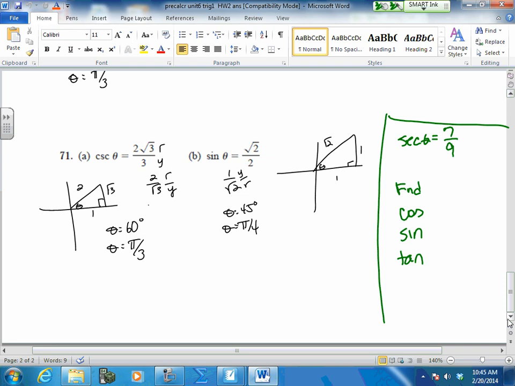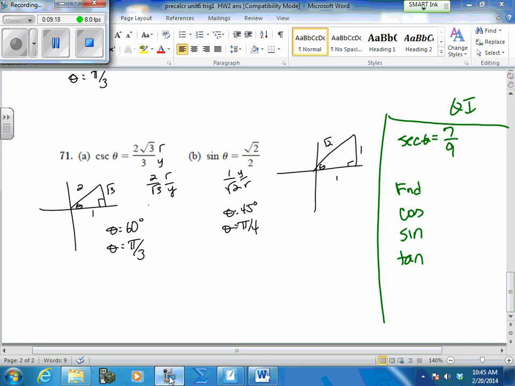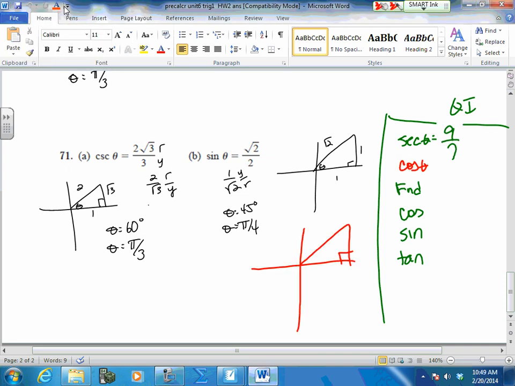Quadrant 1 angle. Let's, you know what, keep it a quadrant 1 angle. Let's take the cosine and let's flip this over. So, cosine is which piece? X, Y, R. What is it? X over R. 7, 9.